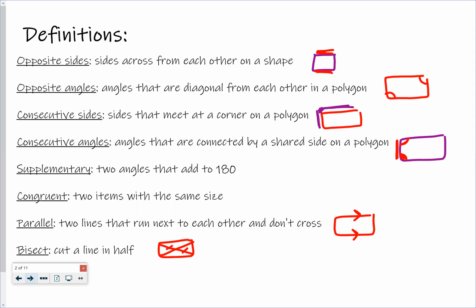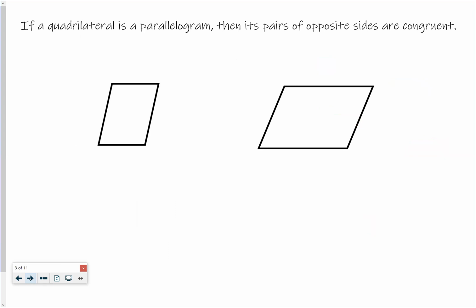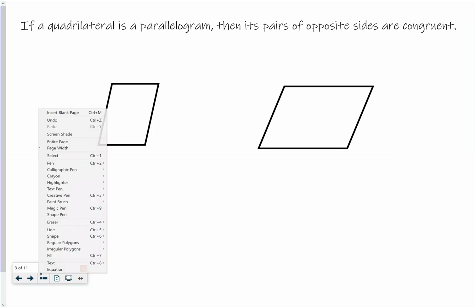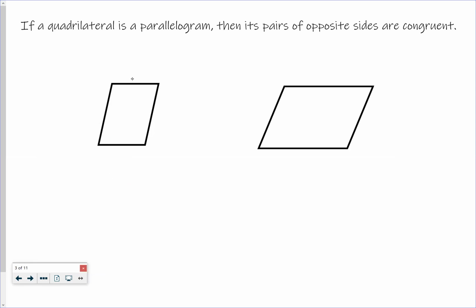All right, next one. These are theorems and things that you will know are true if they tell you that the shape is a parallelogram. If a quadrilateral is a parallelogram, then its pairs of opposite sides are congruent. So they have to tell us that we have a parallelogram, then we'll know that the opposite sides are going to be congruent. So the top would be congruent to the bottom, and the left would be congruent to the right. For example, if this is 10 on top, the bottom is also 10. If this is 15, this is also 15. And then you can also use those markings there.